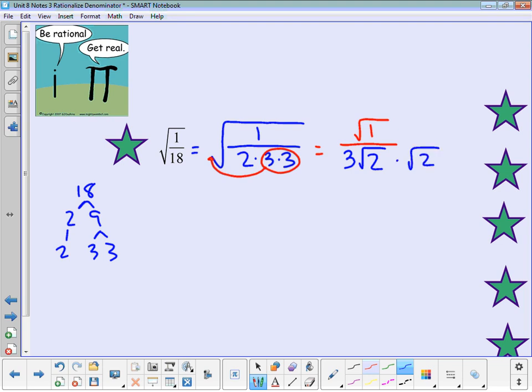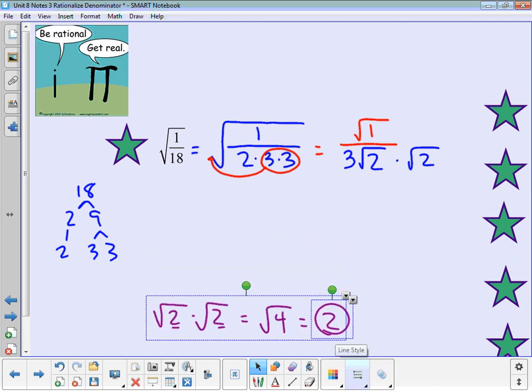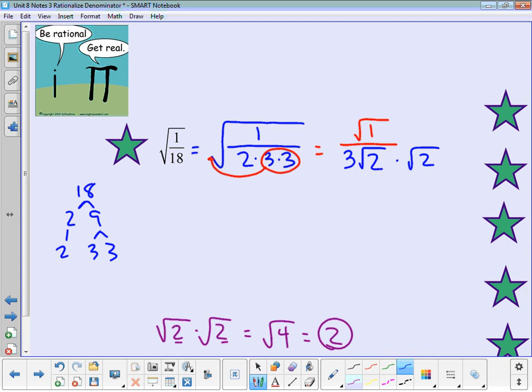And by doing that, if we just come over here and take a look at that, the square root of 2 times the square root of 2, I can multiply underneath. That gives me the square root of 4. We all know that the square root of 4 is equal to 2. Okay, so now I've gotten rid of the radical and I have a rational number. By squaring that, the radical is now gone. Okay, so that's what we're going to do. Let's just move that down for now.